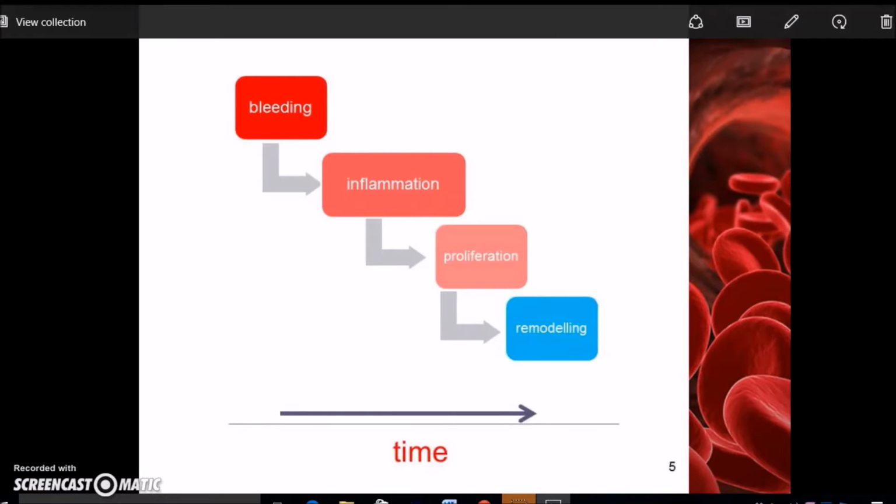Here I've tried to show you the four main stages of inflammation over time. So following the initial insult or trauma, we have a bleeding phase where tissues are damaged, blood vessels become leaky, which we'll talk about in a few minutes' time. We have a massive inflammatory response followed by proliferation of cells, and then eventually we have a cleanup process where the body tries to remodel itself and get back to its pre-injury state to a greater or lesser degree.